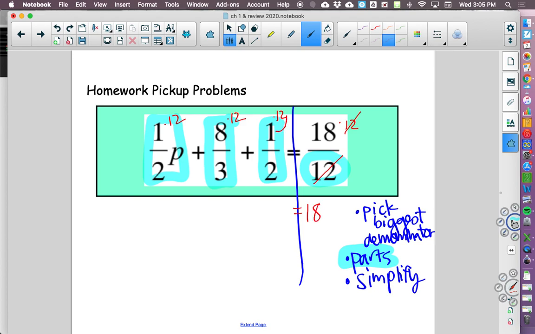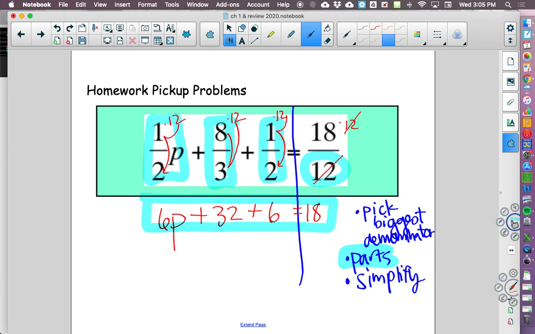12 times 1 is 12, divided by 2 is 6. 12 divided by 3, I'm going to do that one first because it's easier, is 4, and 4 times 8 is 32. And 12 times 1 is 12, divided by 2 is 6p. That should be what your simplified problem looks like. From there, you're going to be able to put parts together that match.